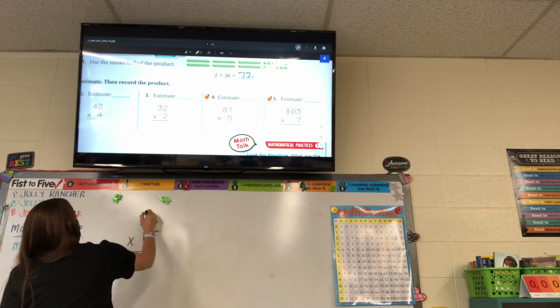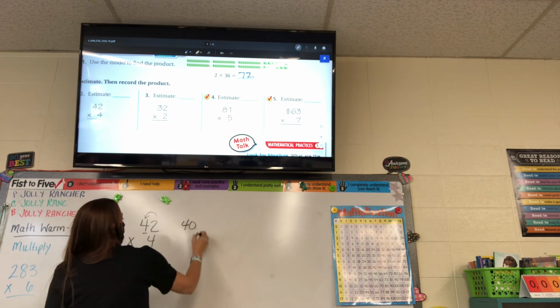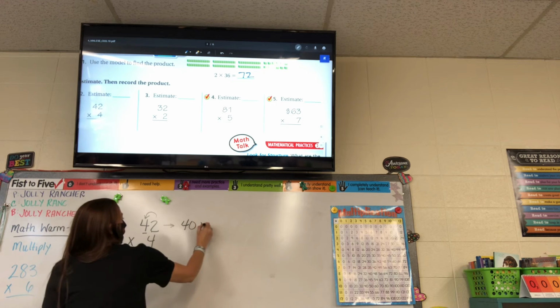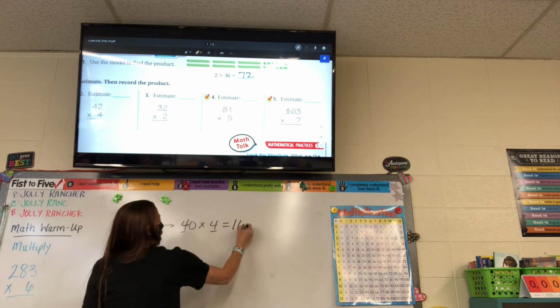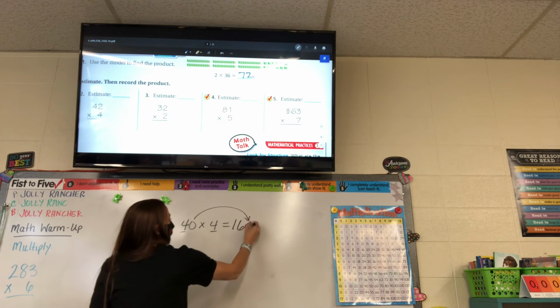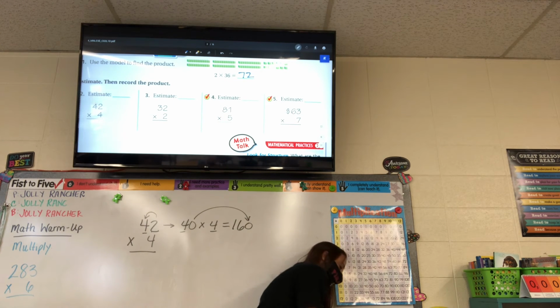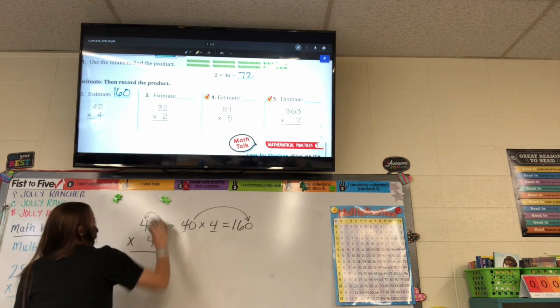The 2 tells the 4 to stay the same. The 2 turns into a 0. So 42 becomes 40. Then we multiply times 4. 4 times 4 is 16 with a 0 behind it. So that means our answer is gonna be close to what? 160. Good. Okay, now we can start the actual problem.